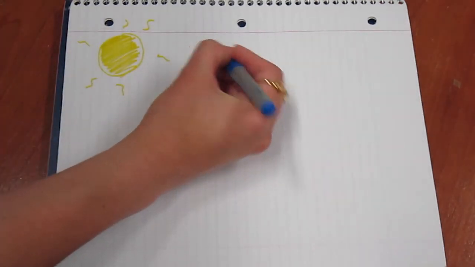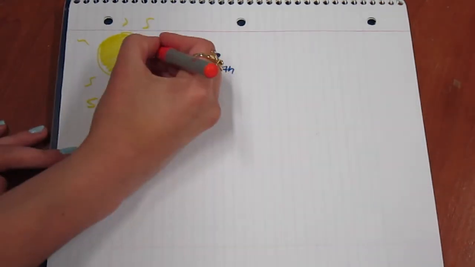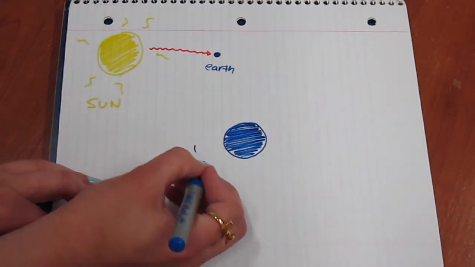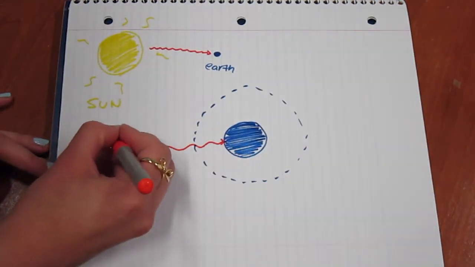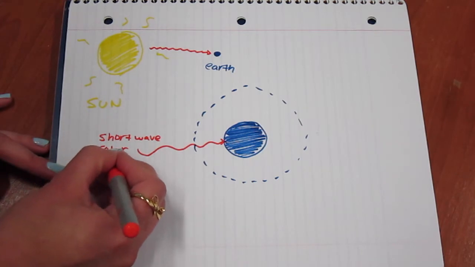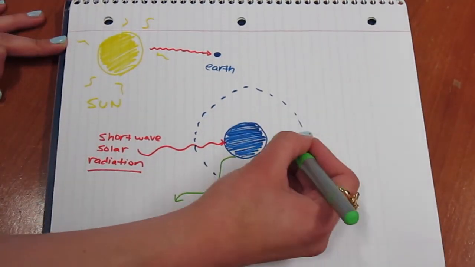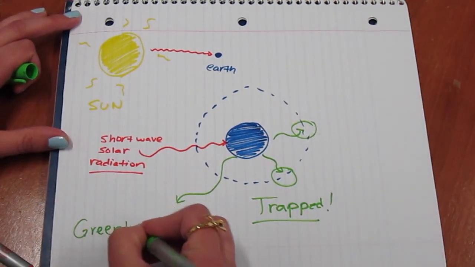The sun is drawn in yellow with the earth drawn in blue, and the sun radiates heat towards the earth. Next, I'm drawing the earth surrounded by the atmosphere. And so the sun emits what we call shortwave solar radiation, and this heats up the atmosphere and the earth. Then the earth emits outgoing long-wave radiation, and this gets trapped in the atmosphere by greenhouse gases.